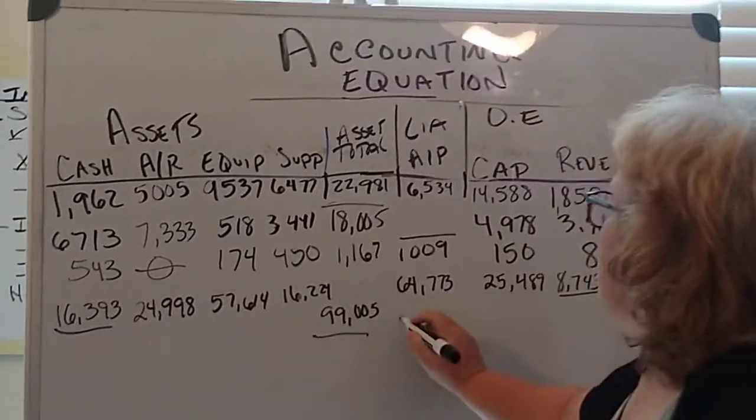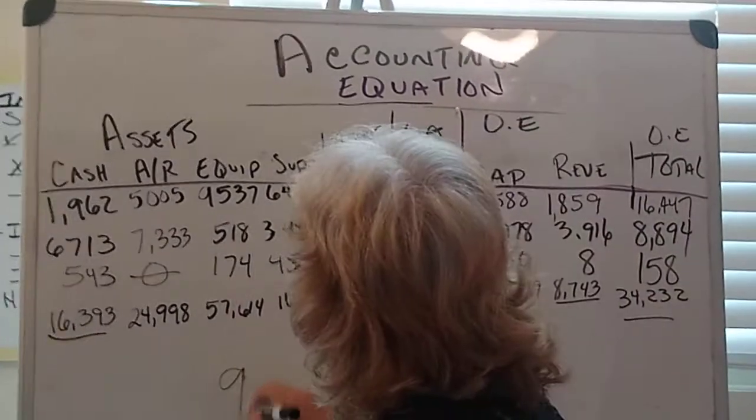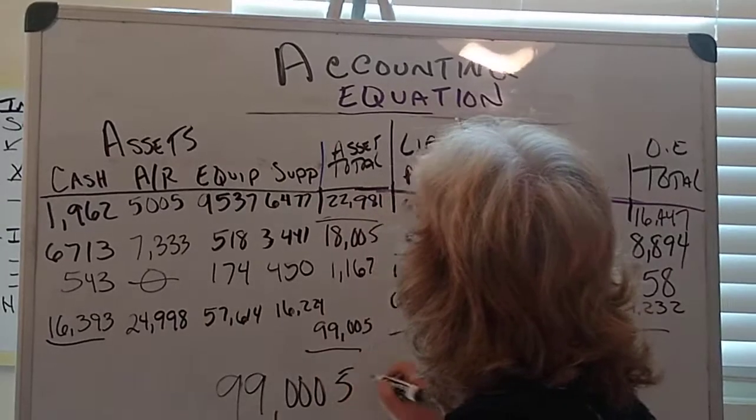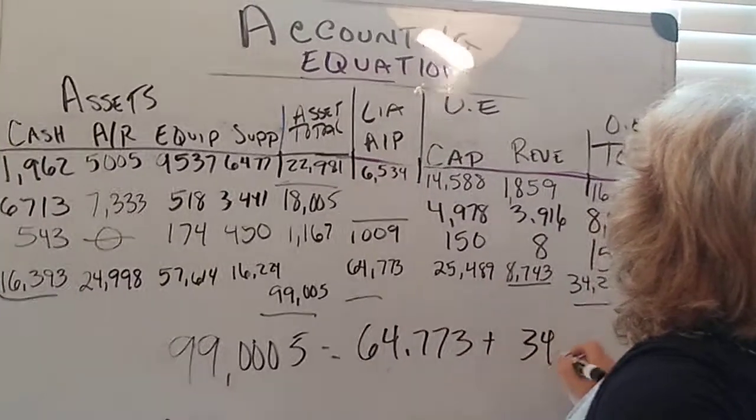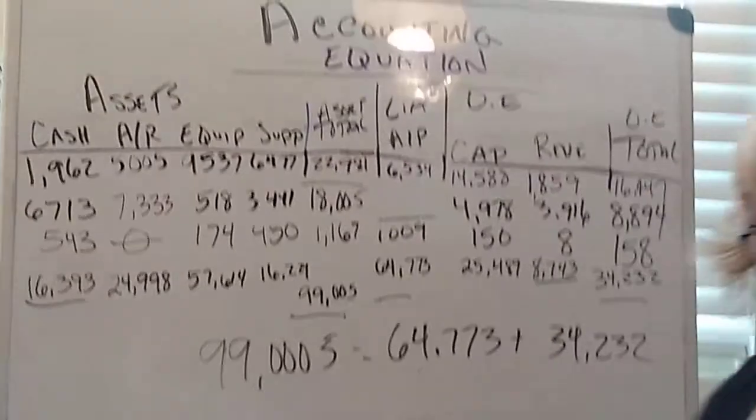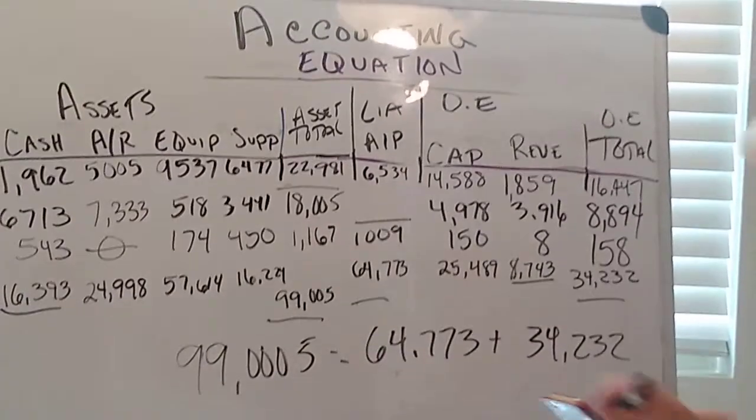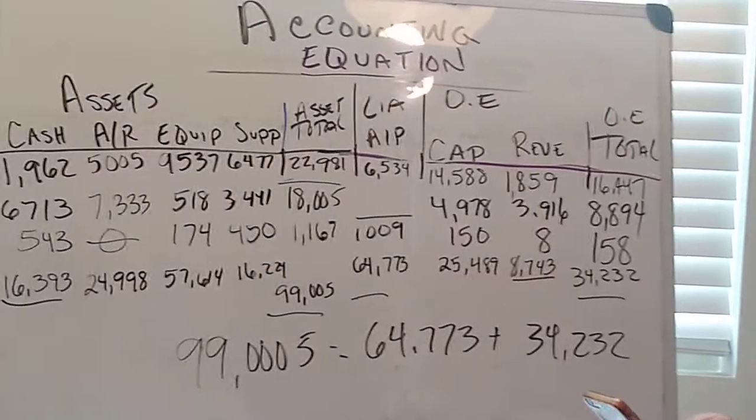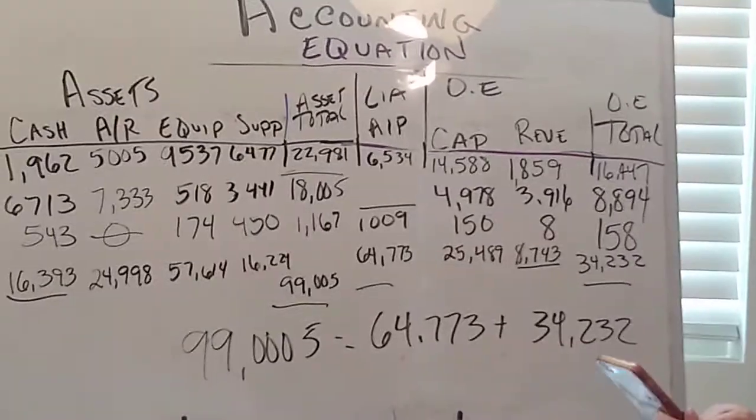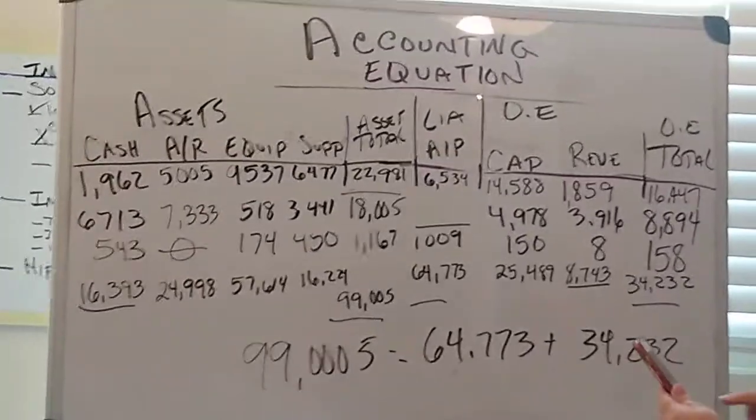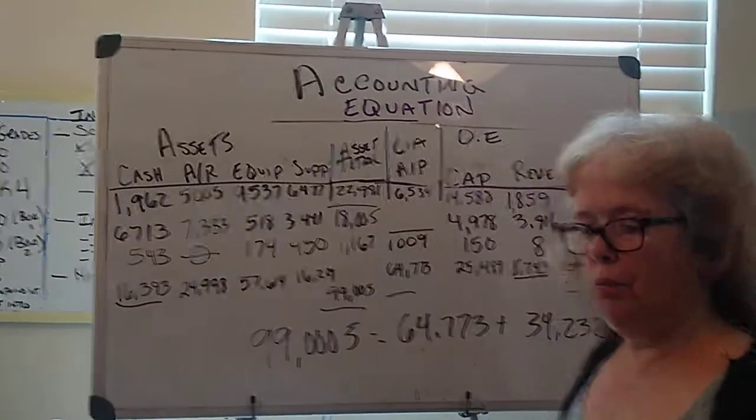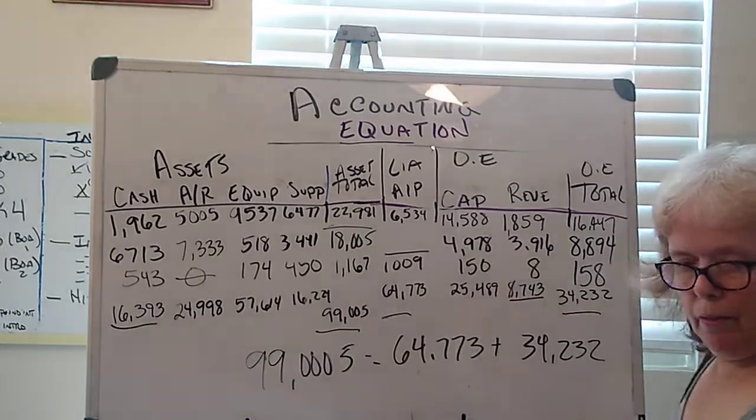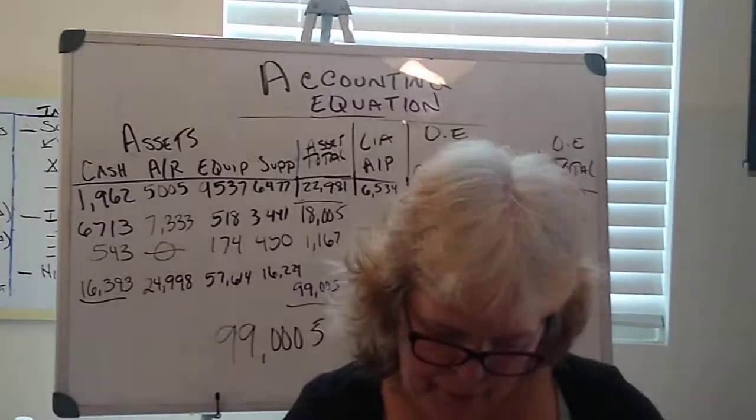Total assets, liability, and owner's equity. So assets equals liability plus owner's equity. Let's check it. So add these two. 64,773 plus 34,232 equals 99,005. So it is correct. Okay? That was number 9.